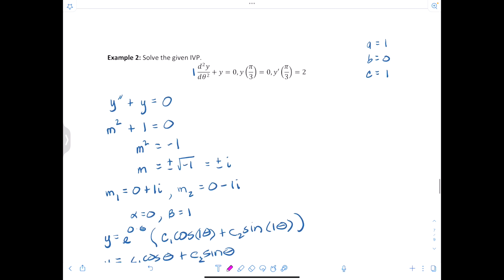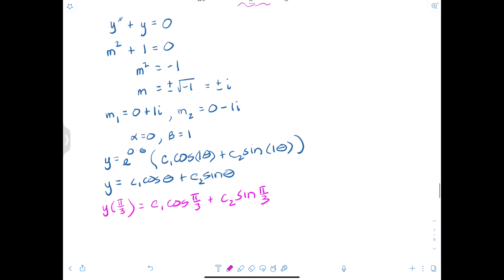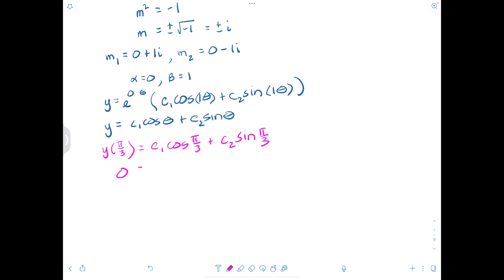And then y at pi over 3 was given to be 0, so I'll put the 0 in place on the left-hand side. And then finding cosine at pi over 3, that's just going to be 1/2. And then sine at pi over 3 is the square root of 3 over 2. And so we have this situation here, right? And let's look and see what y prime is.